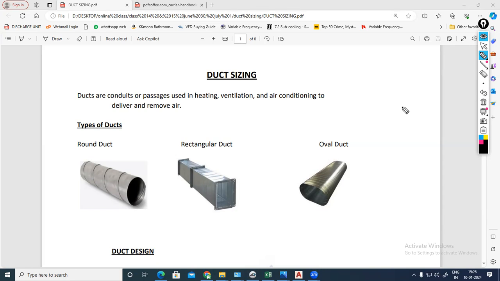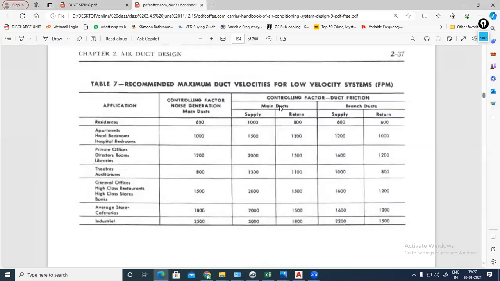We have a lot of sources to find the recommended velocity through the duct. Anyhow, we can discuss two standards, one the ASHRAE standard, the next one the Carrier standard. The Carrier standard is this one. For example, recommended maximum duct velocities for low velocity systems. Comfort air conditioning we use low velocity only. High velocity we use for industrial applications. Residences, apartments, hotels, bedrooms, hospitals, private offices, theaters and auditoriums are where this will always be good when you are selecting it.